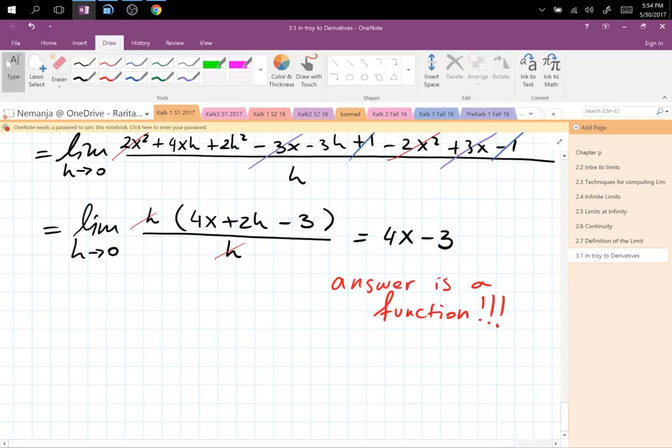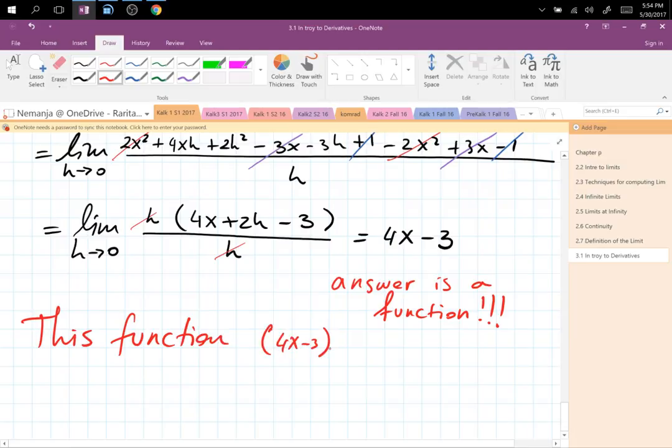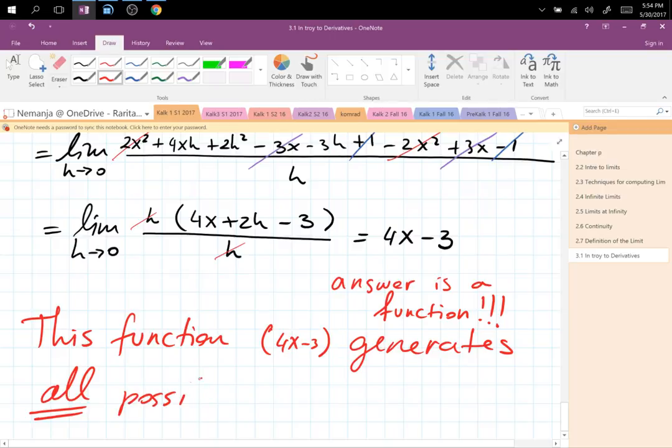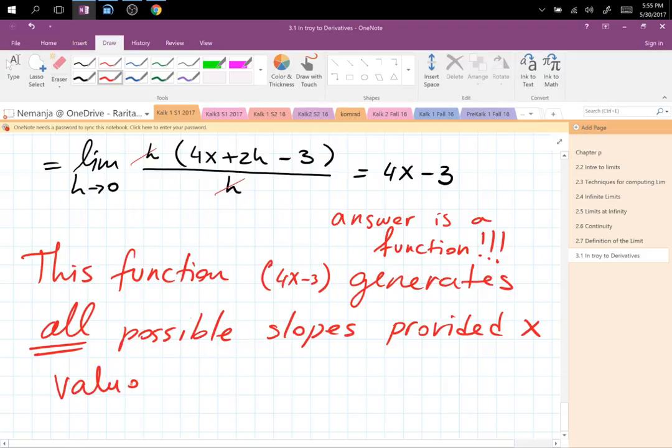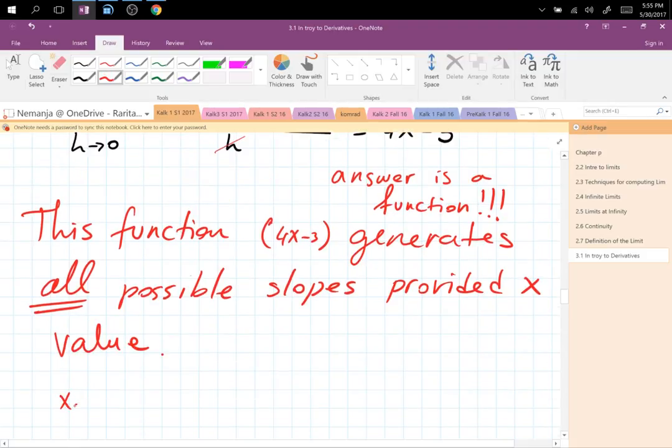So now this function, I'll just put 4x minus 3 in parentheses, generates all possible slopes provided an x value. And now we can say x equals 3. You go, okay, that's 4 times 3 minus 3, which is equal to 9, which is what we had before.